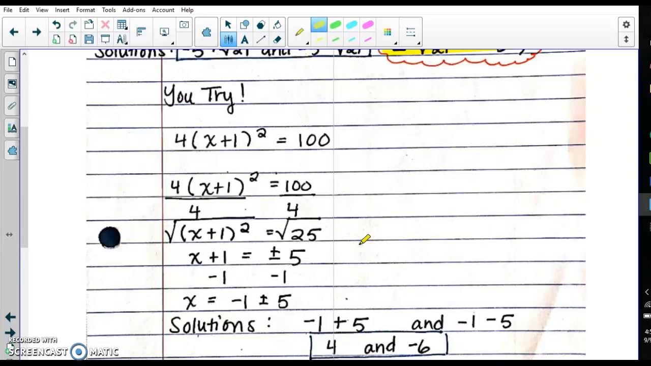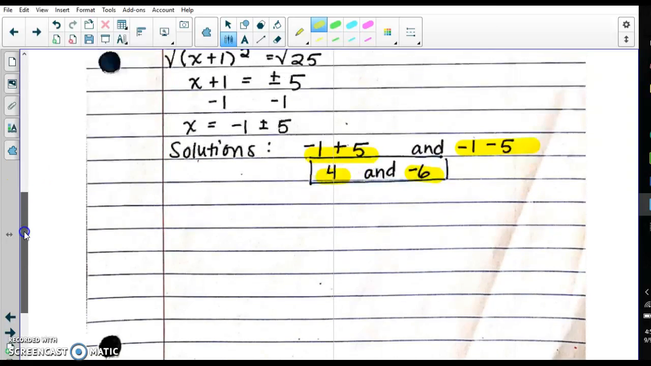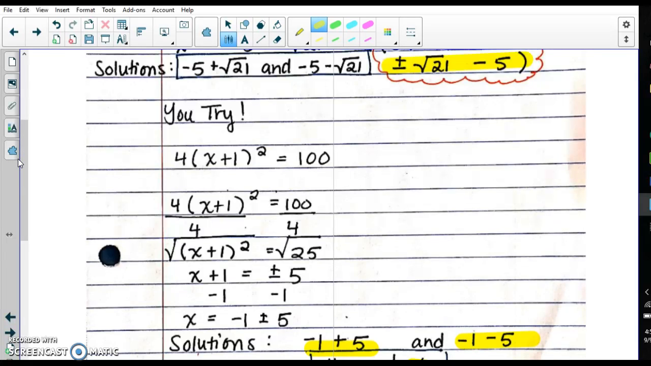These solutions are a little bit different than the ones that we've had prior to this because you don't have any radicals. So if you don't have any radicals, you need to continue to simplify. You can add negative 1 plus 5. Negative 1 plus 5 is 4. Okay. And negative 1 minus 5 is negative 6. Right? So your solutions are 4 and negative 6. All right, and that's it.